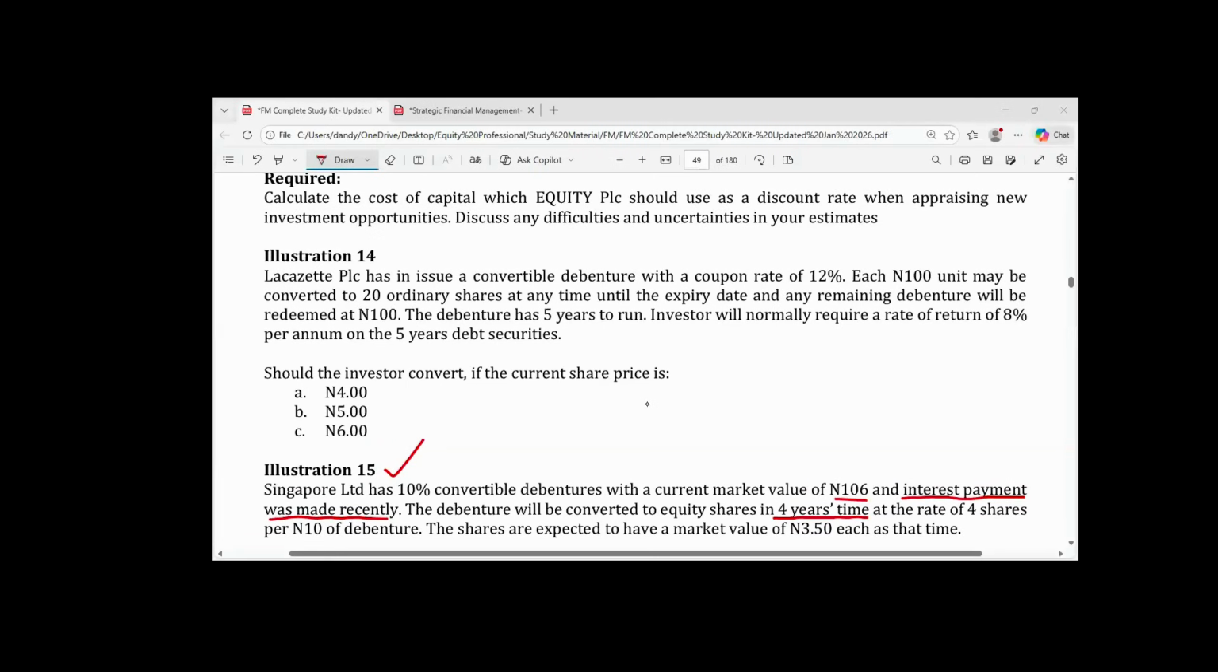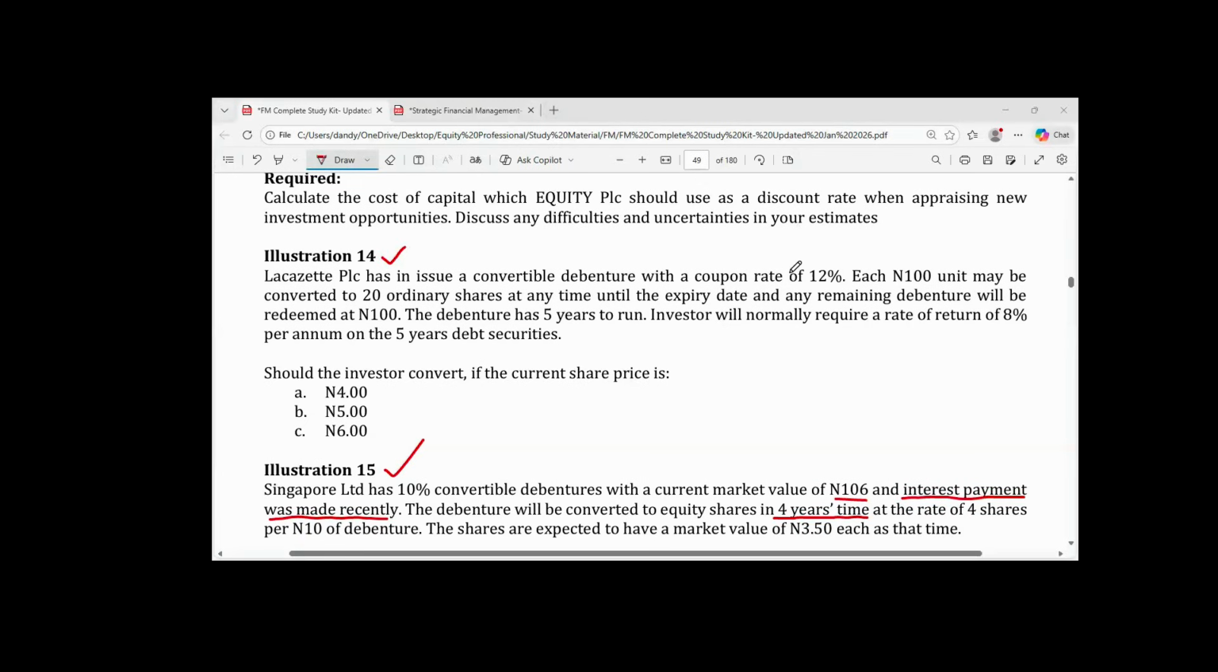Yes, I need somebody to read illustration number 14, still on the same page. So who is helping us to read this? Illustration 14. Okay.